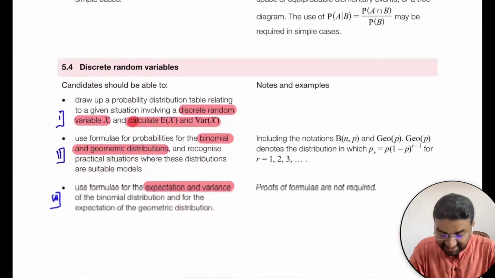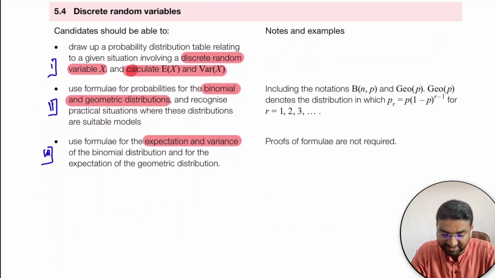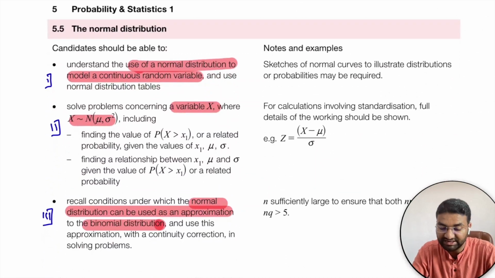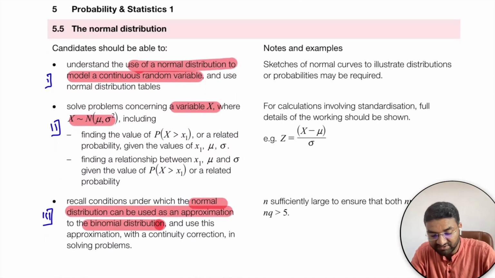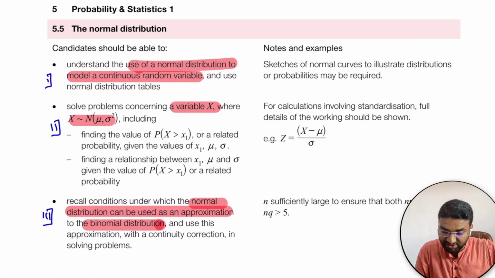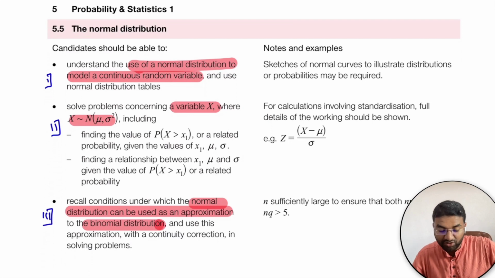Then discrete random variable. Here you understand concepts such as expectance, variance, and the binomial and geometric distribution. Then the fifth topic, that is normal distribution. So use of normal distribution to model continuous random variable equations. Then we have to understand that normal distribution can be used as an approximation to the binomial distribution.